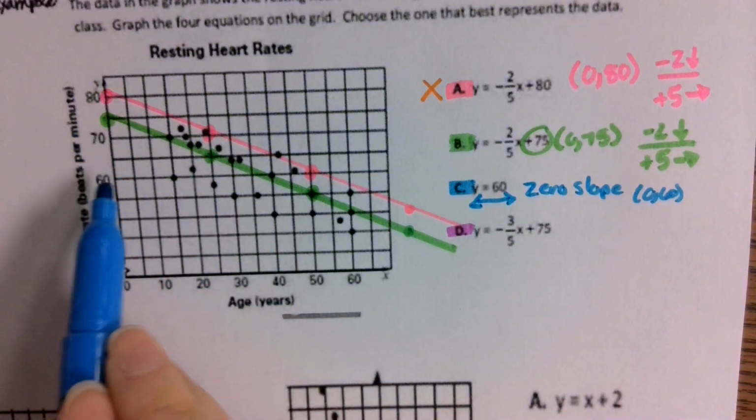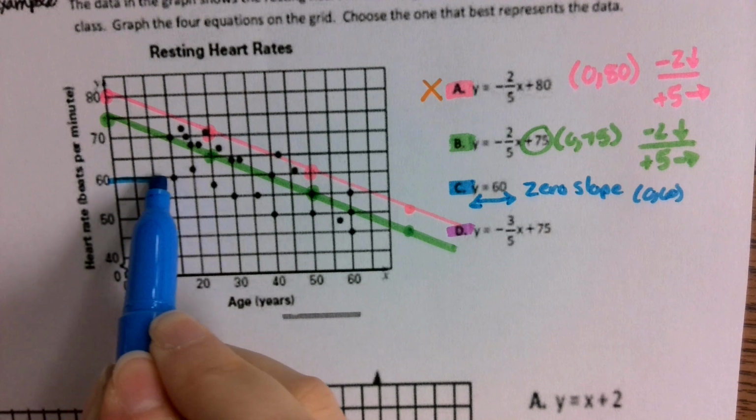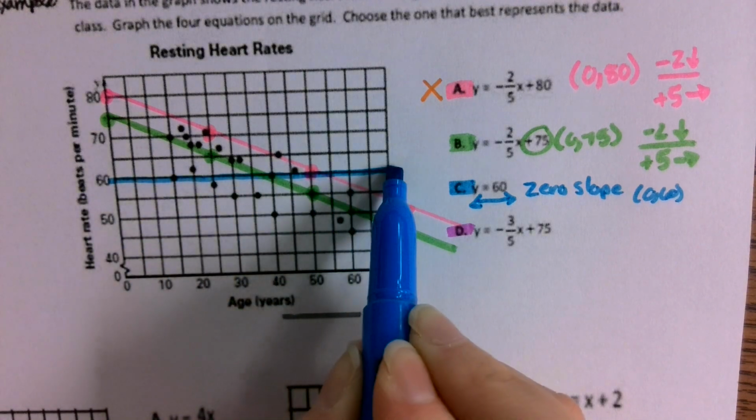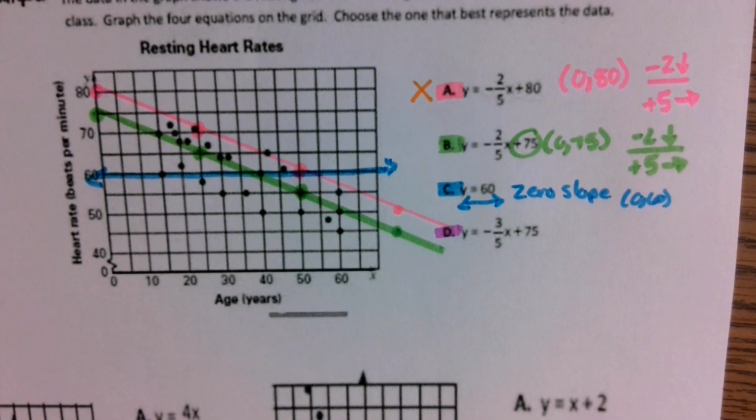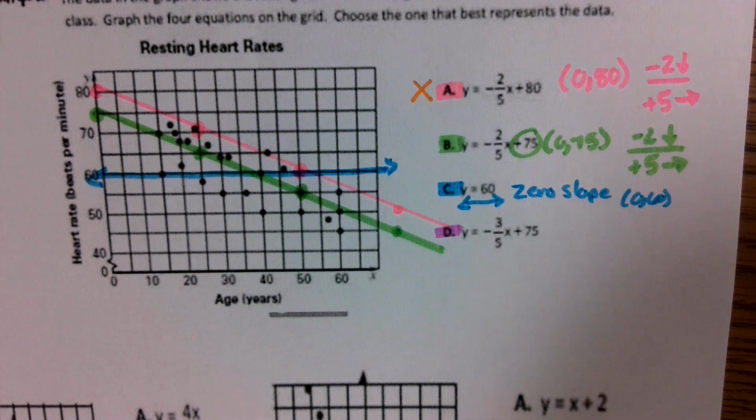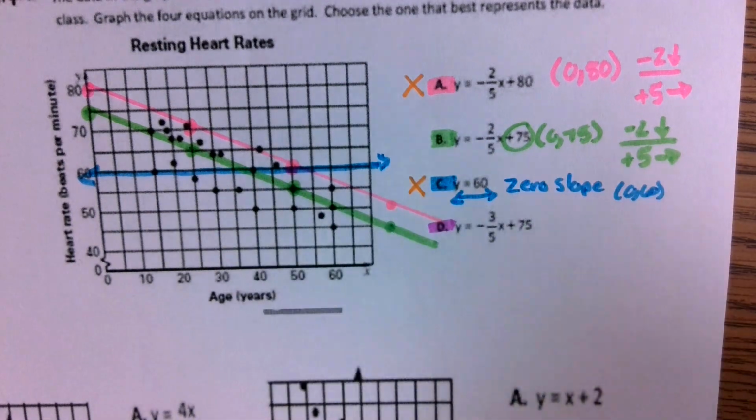So where it says 0, 60, this is the line that we're graphing here. Is that a line of best fit? No, that's obviously not a line of best fit. It doesn't follow the pattern at all of your scatter plot, so that would not be considered a line of best fit. We can go ahead and cross that off.